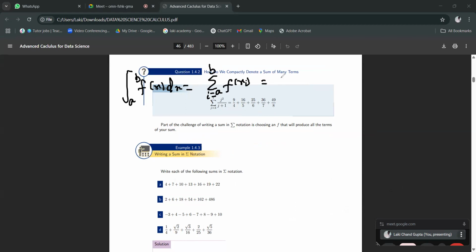You can say f of a, f of a1, f of a2 up to f of b. This is a, this is b. Let's suppose this is a1, a2, and so on, right? When you add these, you will get the graph.